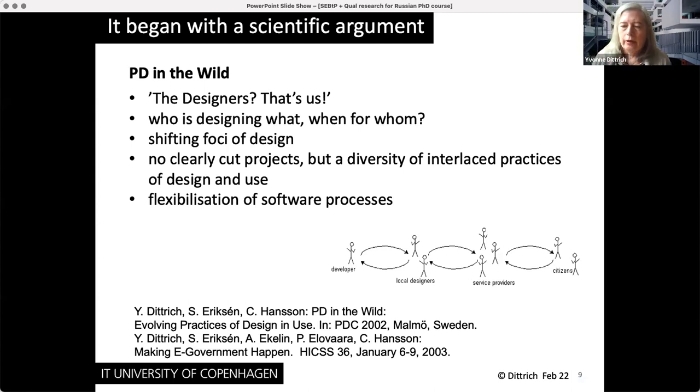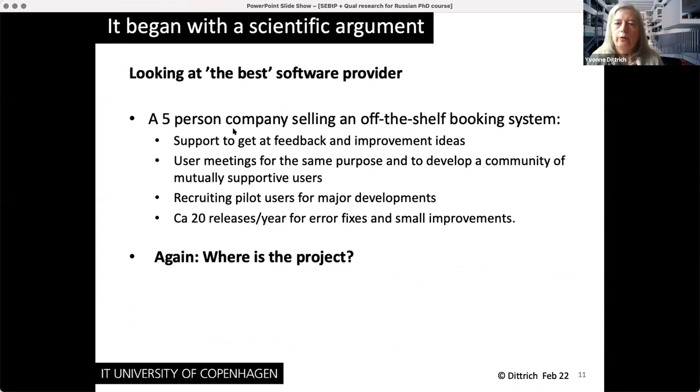And we saw that there was a huge requirement for flexibility in the process and also flexibility on the software engineering side. As that was before 2000, before the Agile Manifesto, that also put a question mark on the waterfall model. And that is the point when we started to look at the best software provider, a 5-person company selling an off-the-shelf booking system, the first software product we looked into.